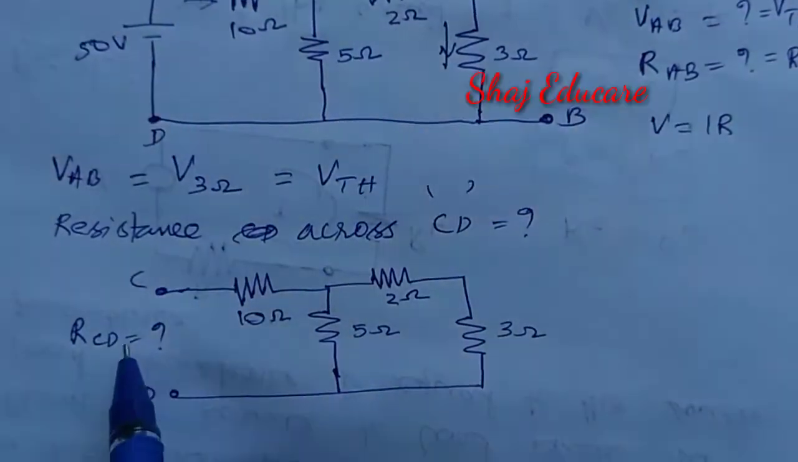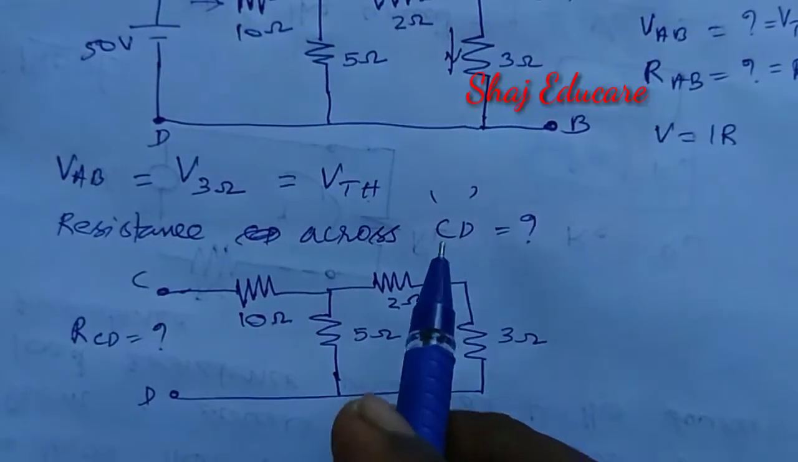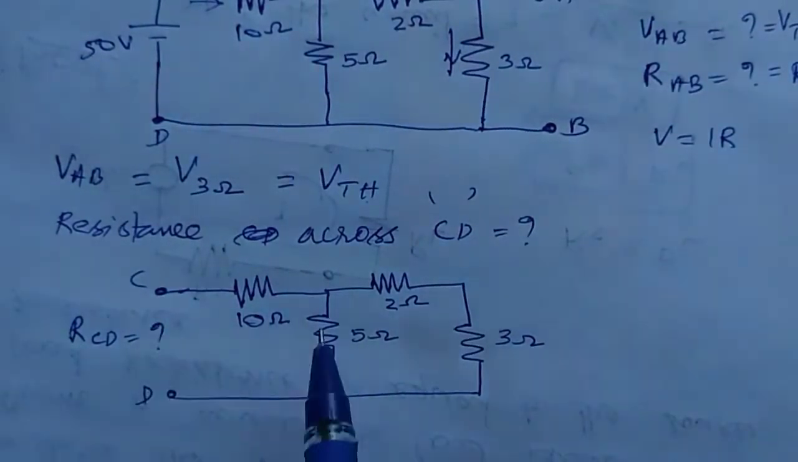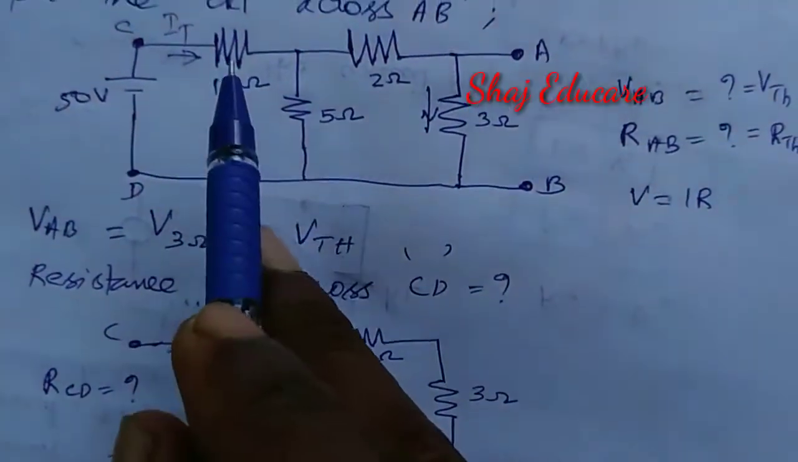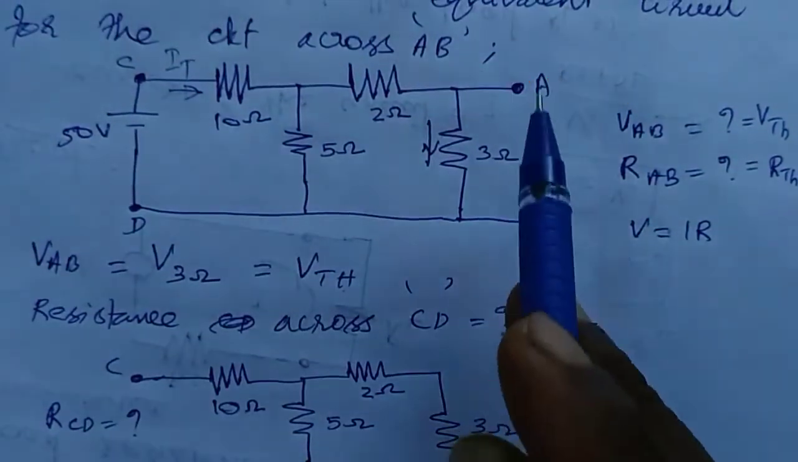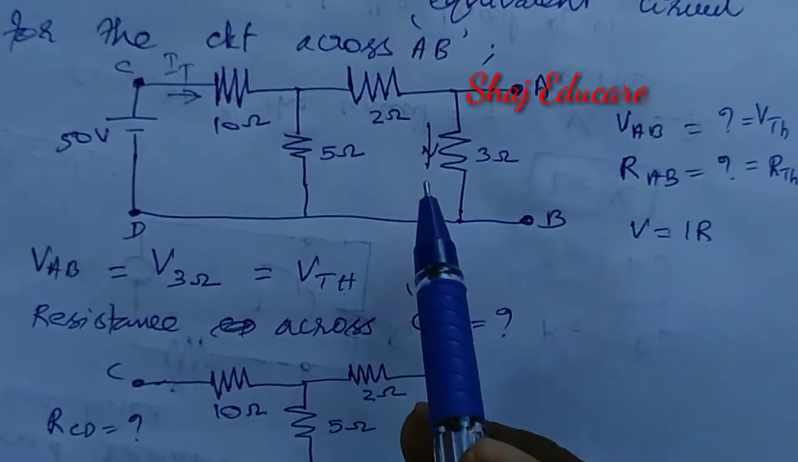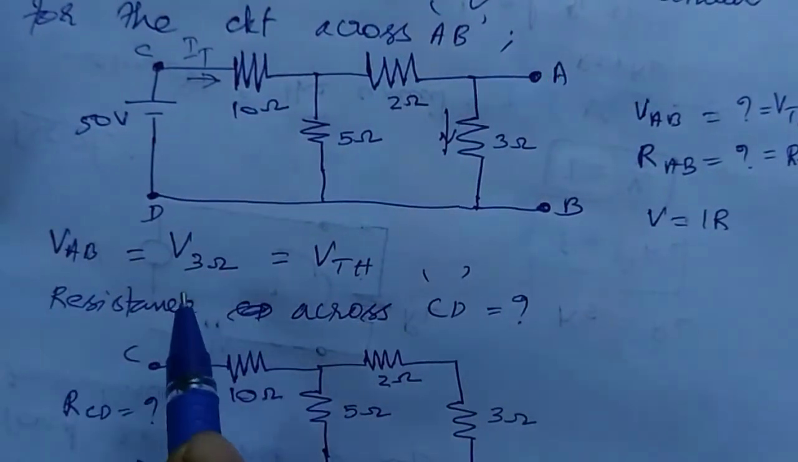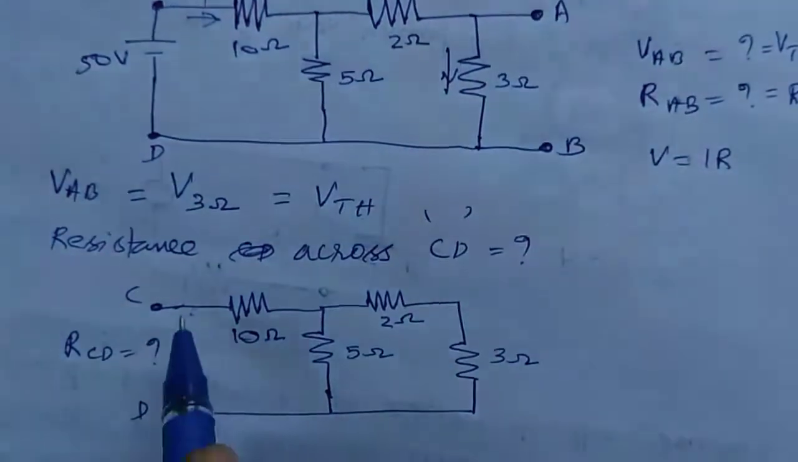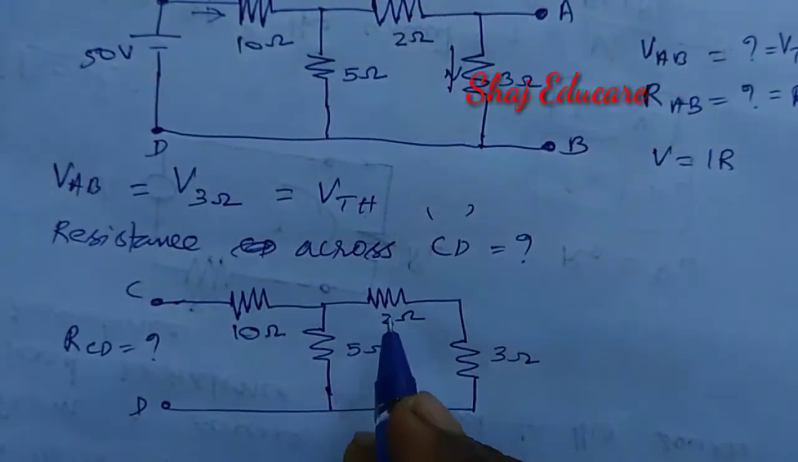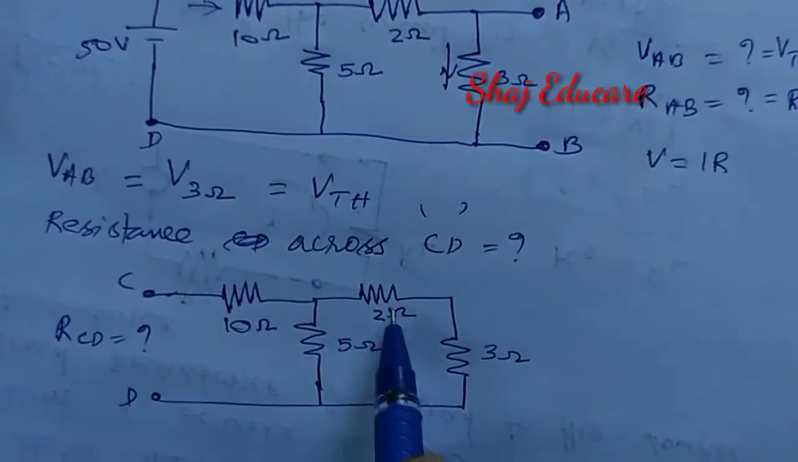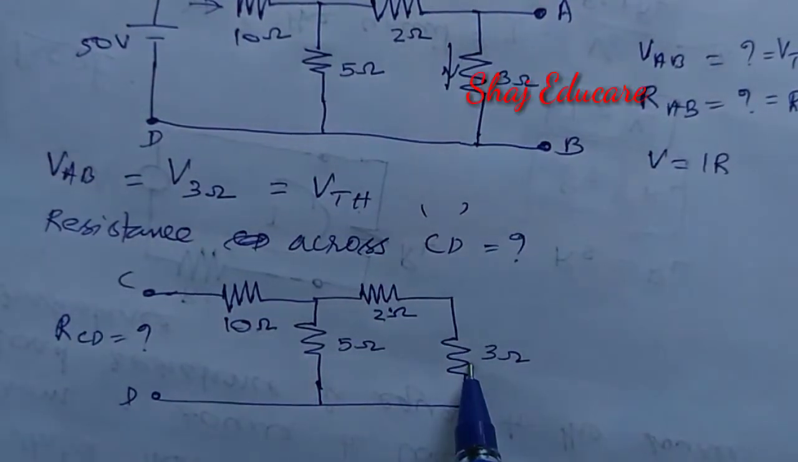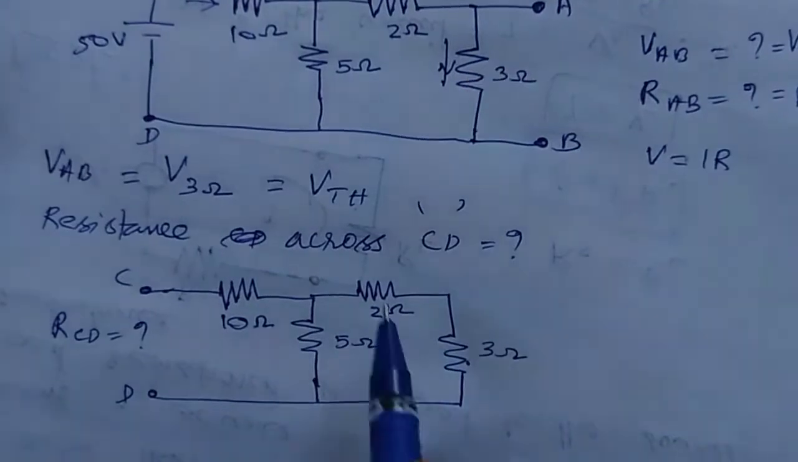Okay, now we are going to find the resistance across terminals C and D, RCD. For that purpose, I have redrawn the circuit once again by simply neglecting the terminals A and B. Just we are going to find the total resistance. So let us try to find the relationship between these resistances. What about this 2 ohm resistance and 3 ohm resistance? They are in series with each other.